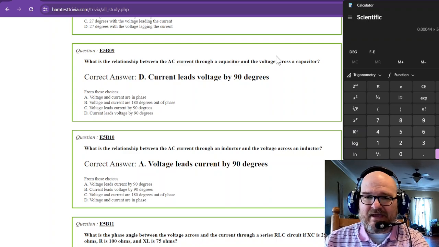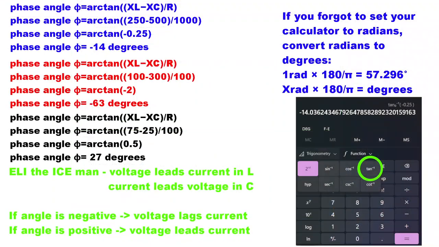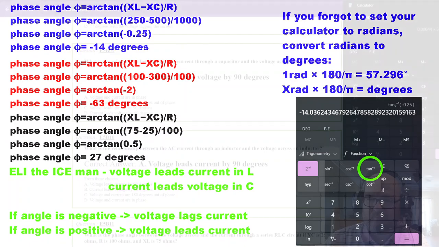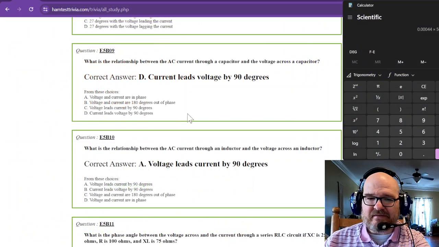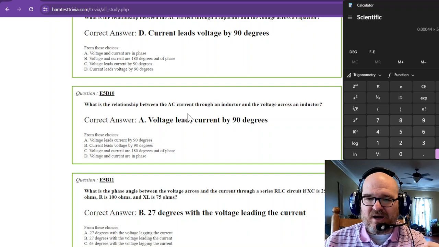So Eli the Iceman, if you need to see it again, I've got it on this lovely little picture here. Eli the Iceman. So for Eli, voltage leads the current. E is voltage, I is current, L is the inductor. Eli the Iceman, voltage leads current. Iceman, for a capacitor, current leads the voltage. So we've got hopefully all this worked out for you here, and everything is hopefully sticking in your brain.